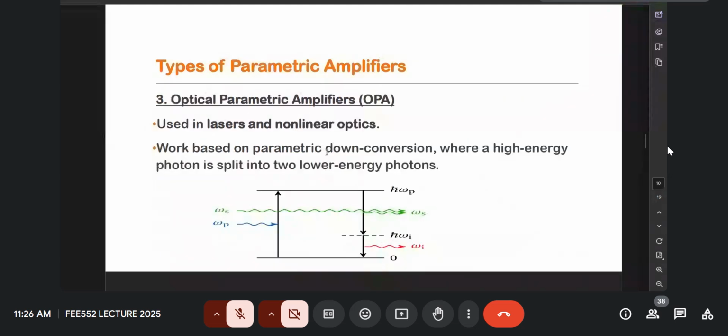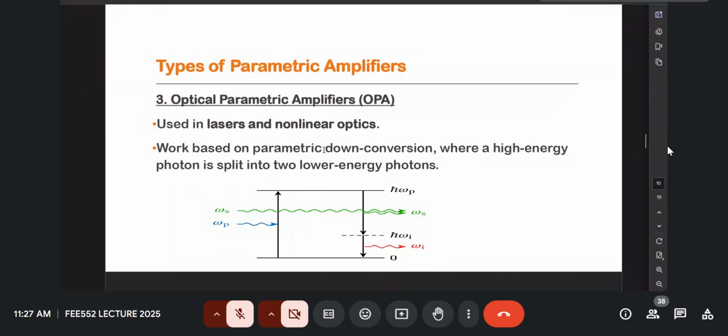And then we have another set of parametric amplifiers called OPAs, the optical parametric amplifiers. These are mainly used in the optical field, in lasers and nonlinear optics. So in optics, we use the optical parametric amplifiers. This is how they work: they work based on parametric down conversion, where a high energy photon is split into two lower energy photons.